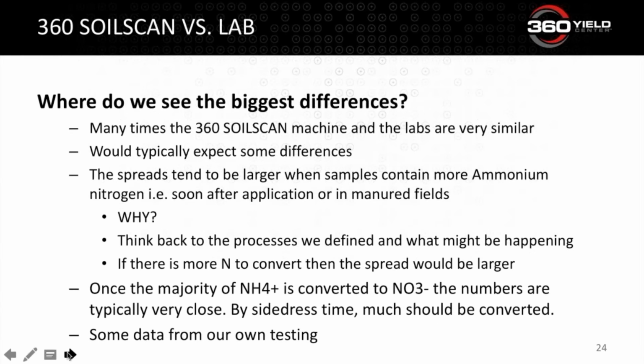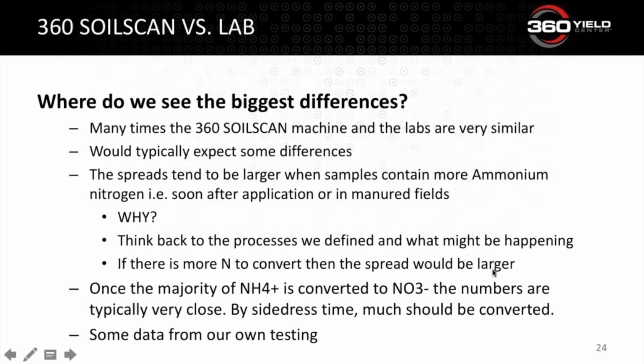So I would expect there to be differences simply from the extraction method as well. So where do we see the biggest differences when we compare a SOILSCAN to a lab? Well, I want to start by saying that many times we don't see differences. They're very, very similar, and that makes sense. I'll review that a little bit in a minute, but they're similar, and that's good. But we would typically expect to see some differences for a number of reasons. Again, as I mentioned, they take their sample, they grind it, and they use a chemical extraction. That's a different process.